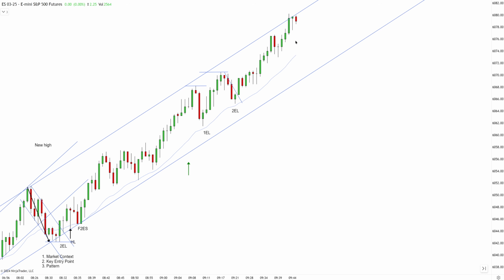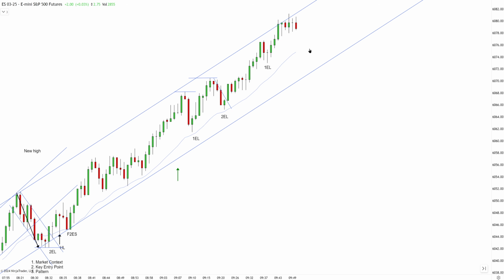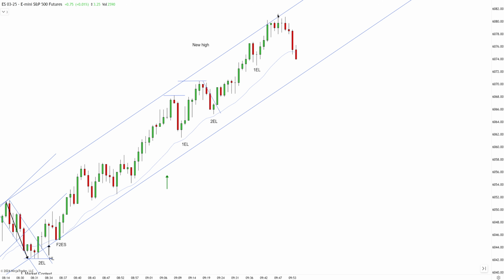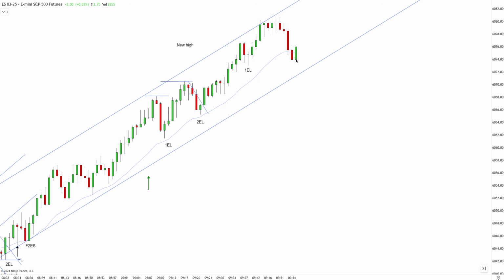So prices are correcting, new high, first entry long. So we have a bunch of first entries. This is not overshoot, it's so tiny. I'm gonna keep the channel still in play because it's a very strong uptrend. You have a new high, first entry long, pullback, and now we have big bullish bar, second entry long.